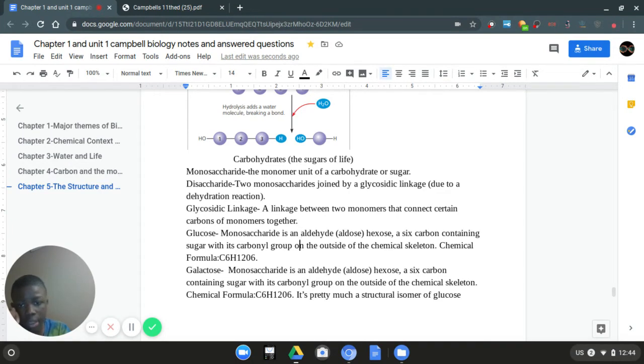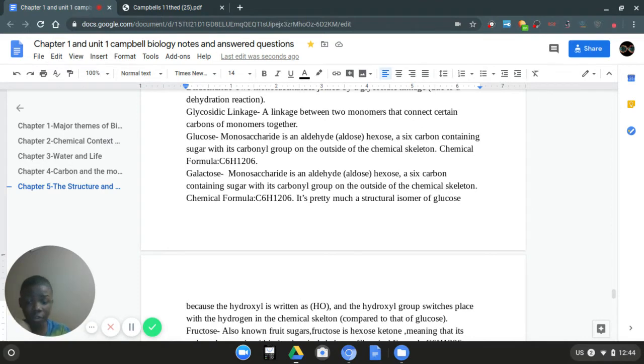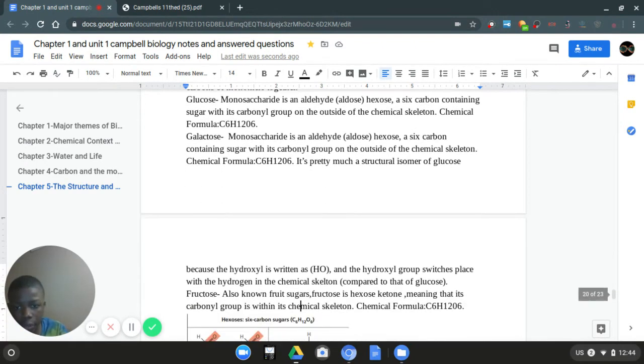Now, galactose is really only slightly different, but that slight change in structure changes a lot. Galactose is a monosaccharide that is basically the same as glucose. It's just a structural isomer of glucose, and it's also an aldose because the carbonyl group is on the end of the chemical skeleton. Now, fructose is a ketose, so it's basically the same formula as glucose and galactose, but the carbonyl group is within the chemical skeleton.